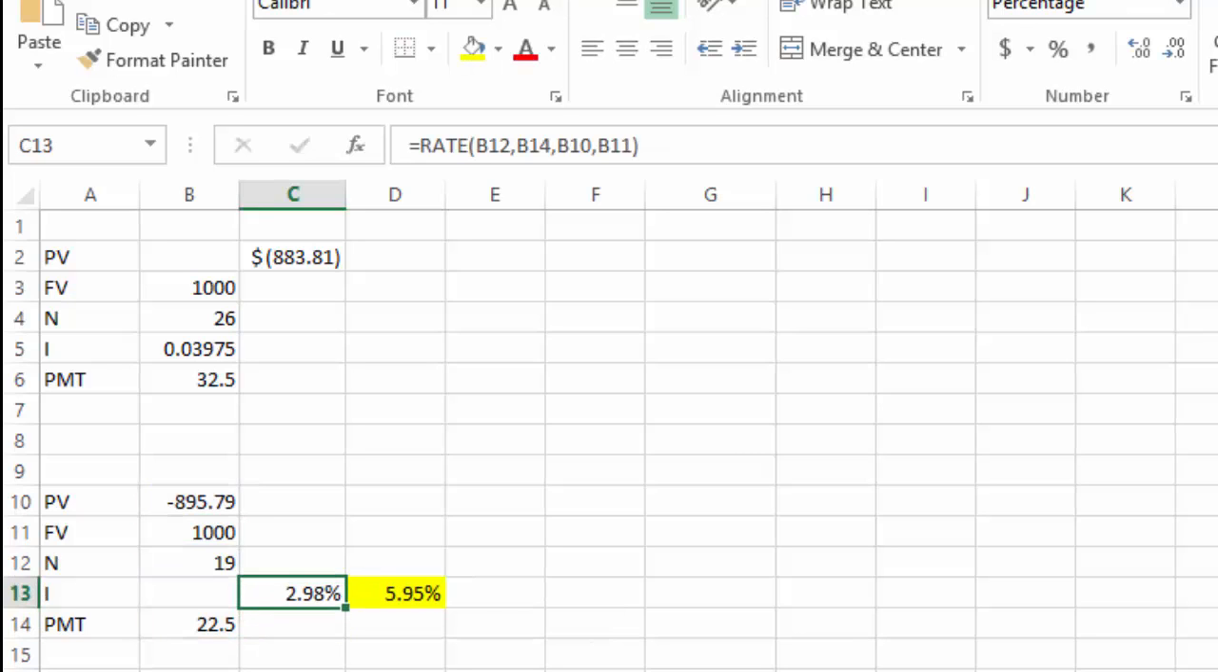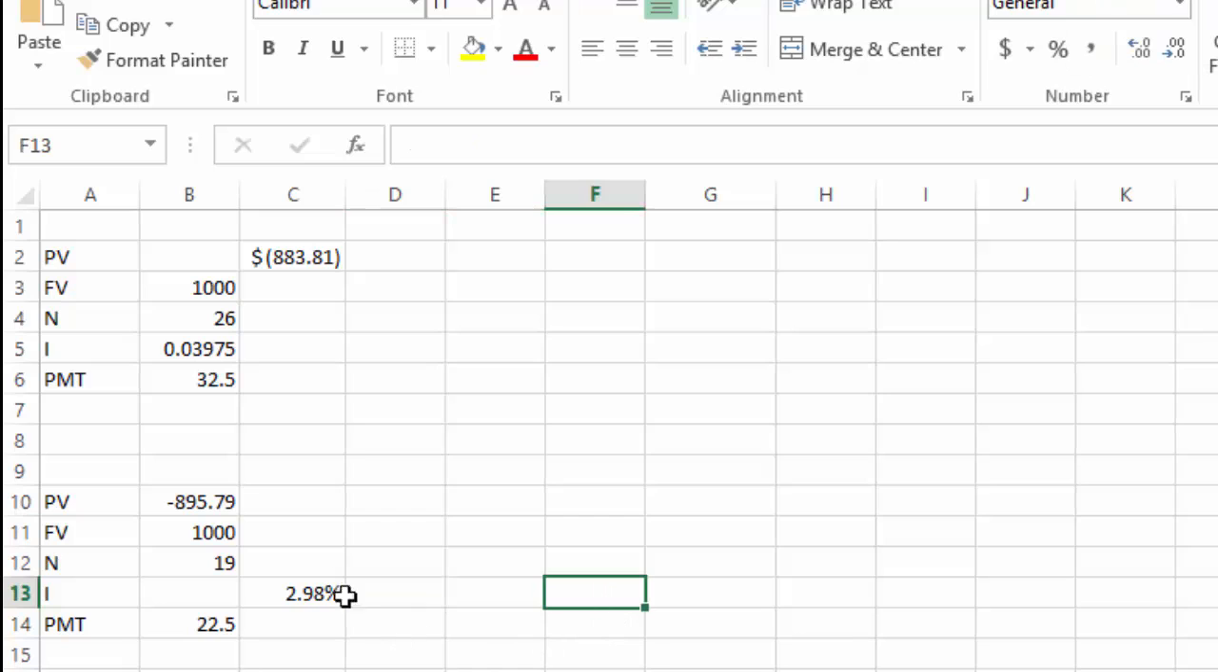So the interest rate that I get, let me go ahead and get rid of that for a second. The interest rate that I get from Excel is 2.98%. That's okay, it's rounded to the nearest 100th of a percentage point. But this wouldn't be a complete answer, wouldn't be a correct answer, because that is a periodic rate. That's the rate for every 6 months.